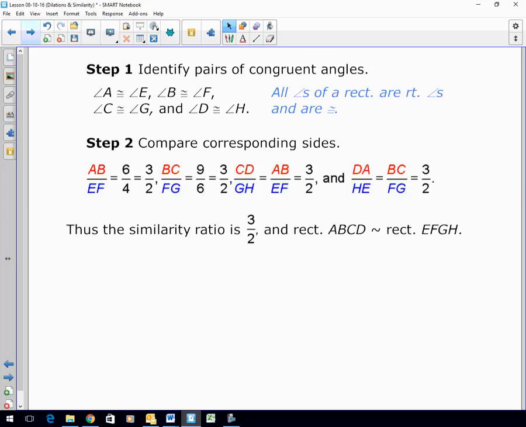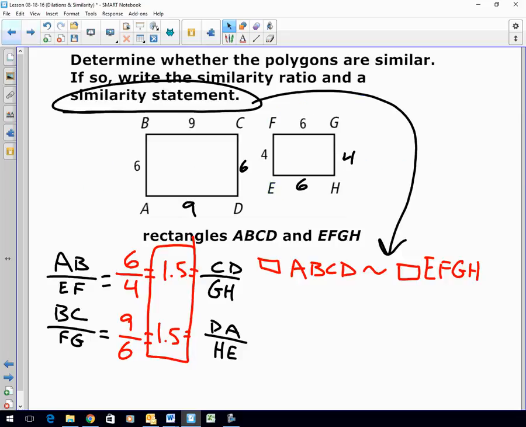Let's do a couple more of these. How would I do this particular problem if I had to do it again? Okay, first off, I would have to identify the pairs of congruent angles. I haven't even talked about this because I'm going to talk about it later. Here's the other cool part about similar polygons. The corresponding angles are congruent.